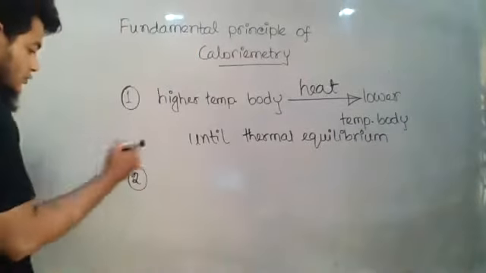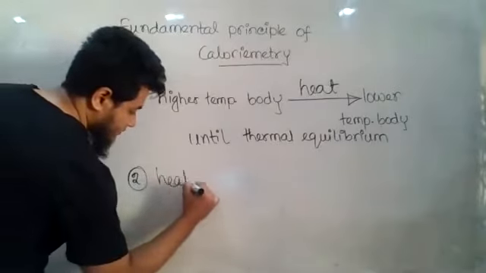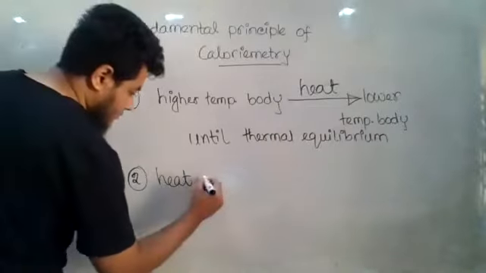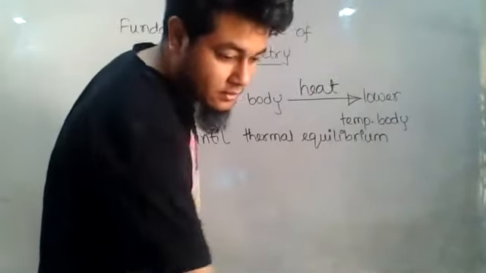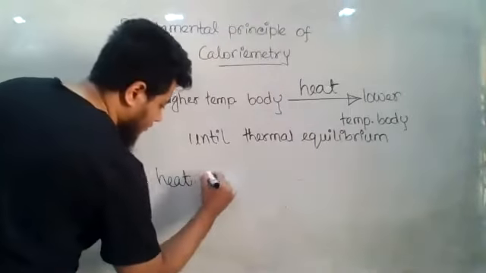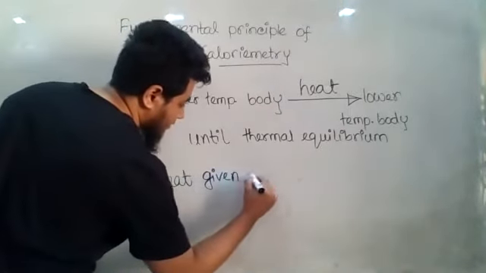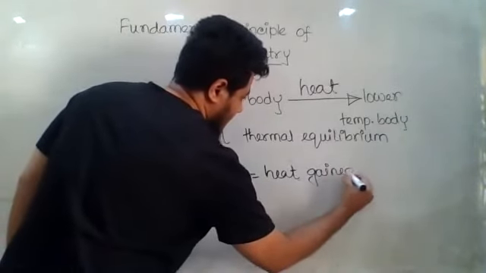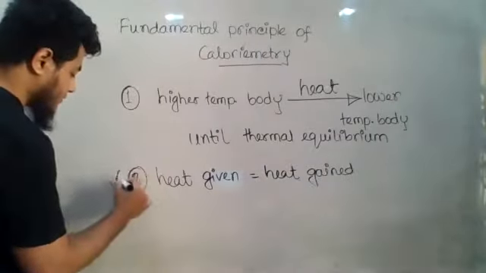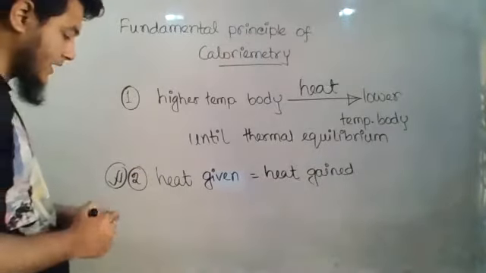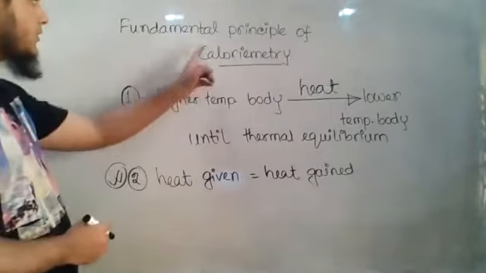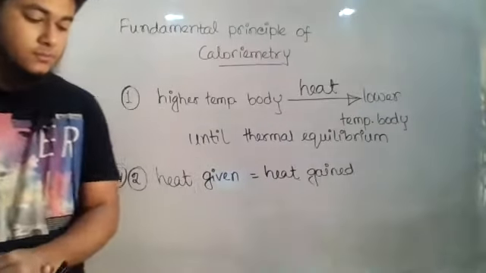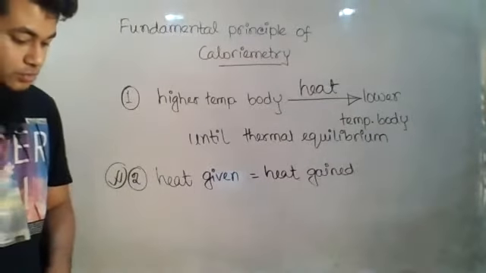So the number 2 concept is: heat given, or heat lost, same thing, heat lost or heat given is equal to heat gained. This line is very important. Based on this principle of calorimetry, we will be solving several numerical problems. So I would like to show you one problem now.